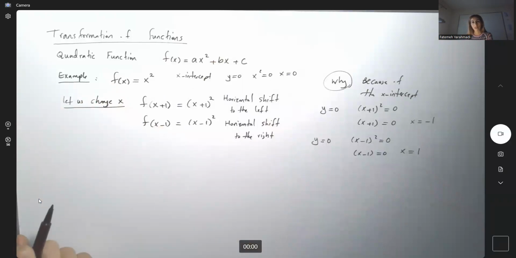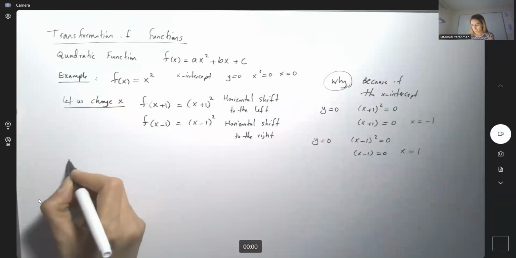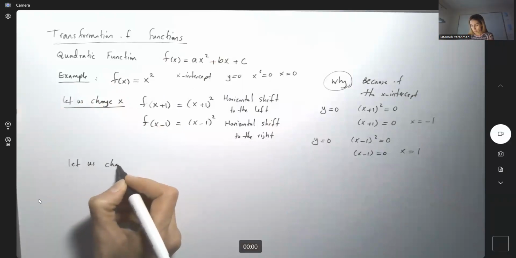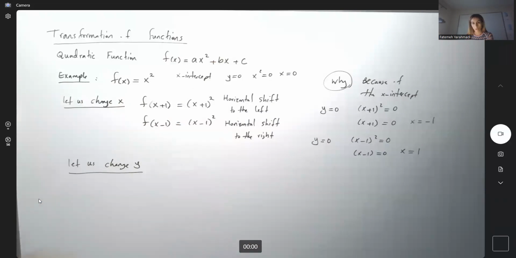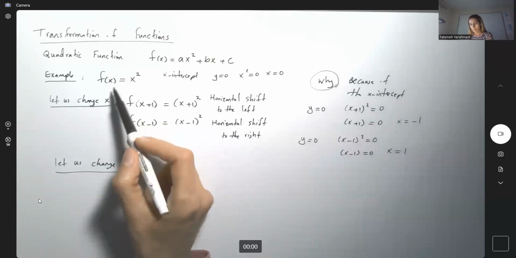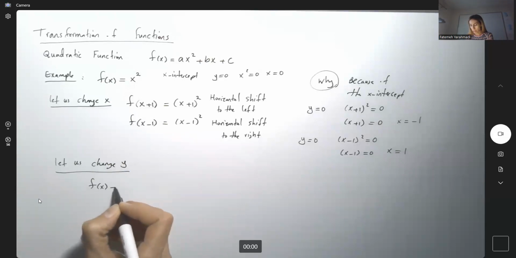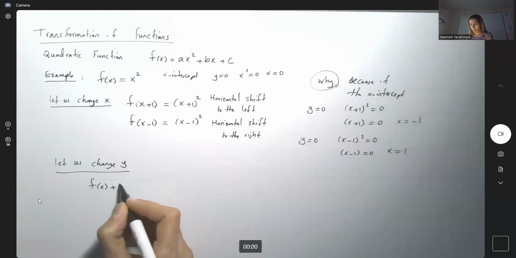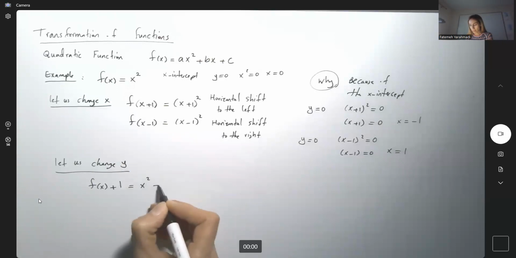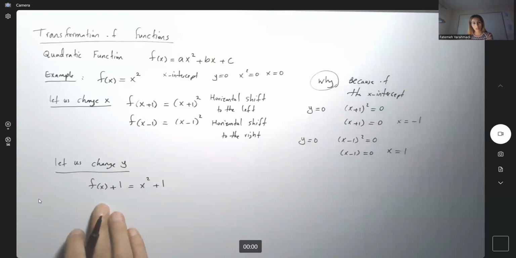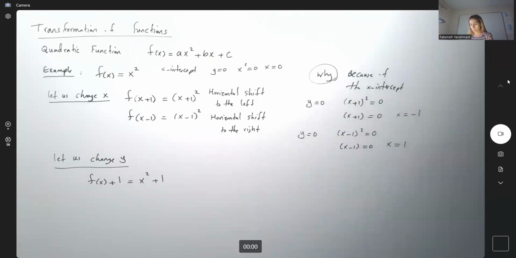Now I expect you to ask, what if I change my y values? Let us change y, or the function itself. What do I mean by that? Well, here I have f of x equals x squared. f of x plus a numerical value like 1 is x squared plus 1. I'm going to call this function, for example, function g. I can call it any function that I like. So g of x is x squared plus 1.